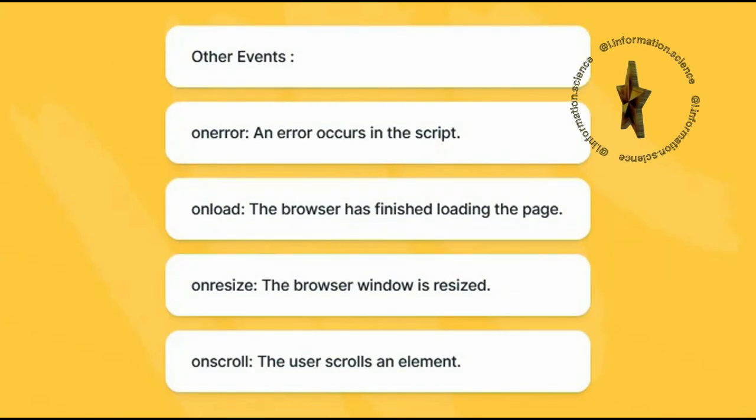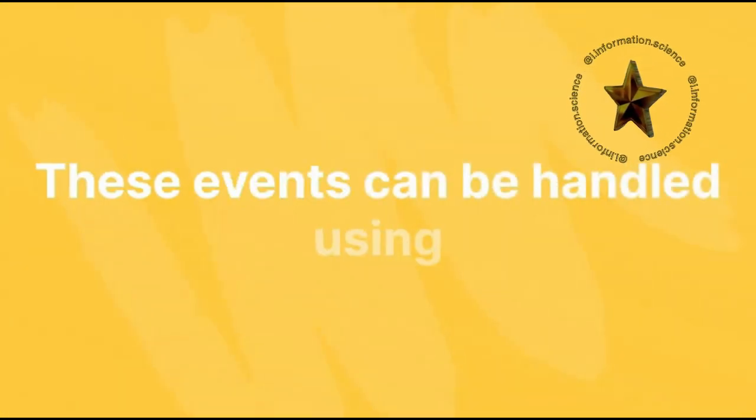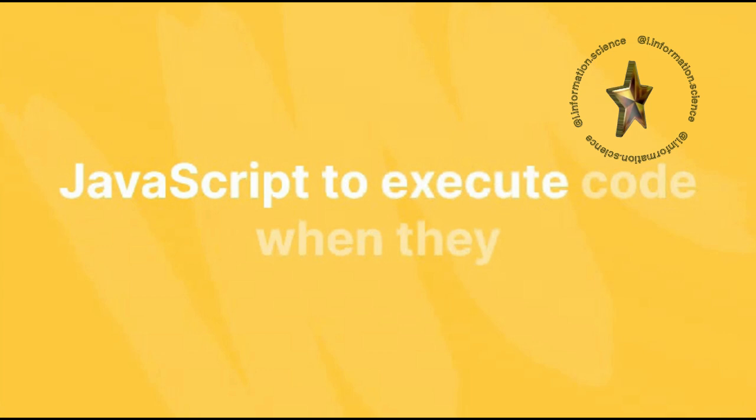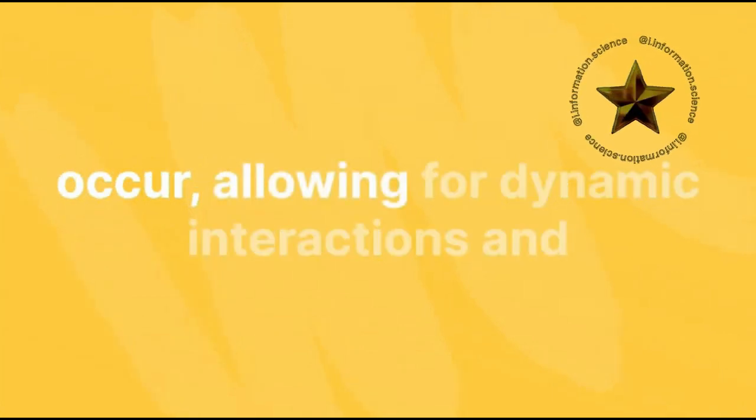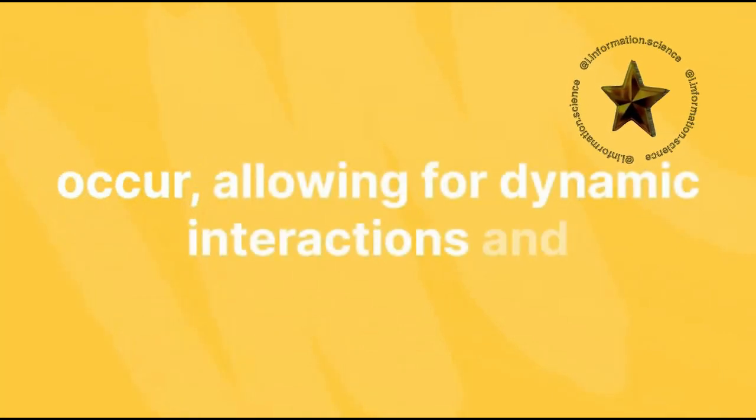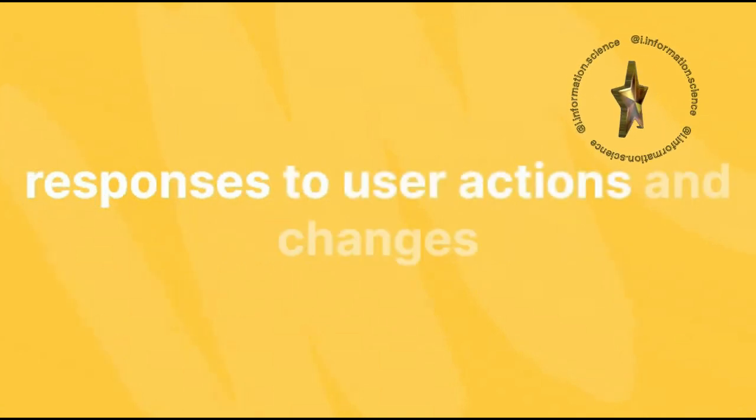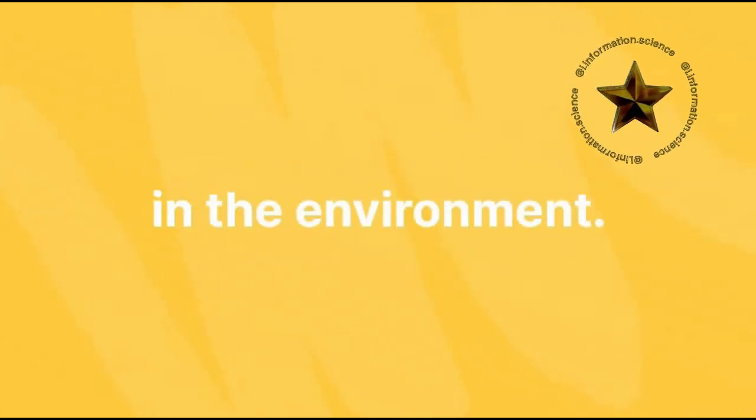Other events. onerror: an error occurs in the script. onload: the browser has finished loading the page. onresize: the browser window is resized. onscroll: the user scrolls an element. These events can be handled using JavaScript to execute code when they occur, allowing for dynamic interactions and responses to user actions and changes in the environment.